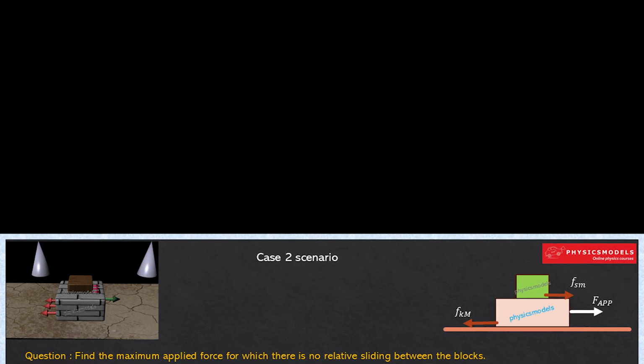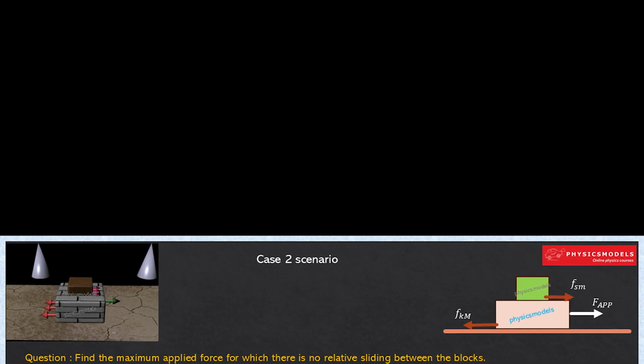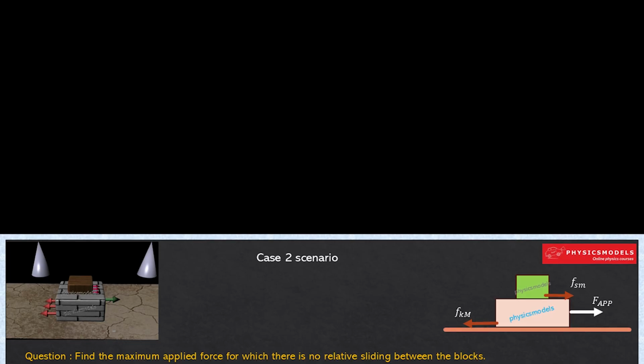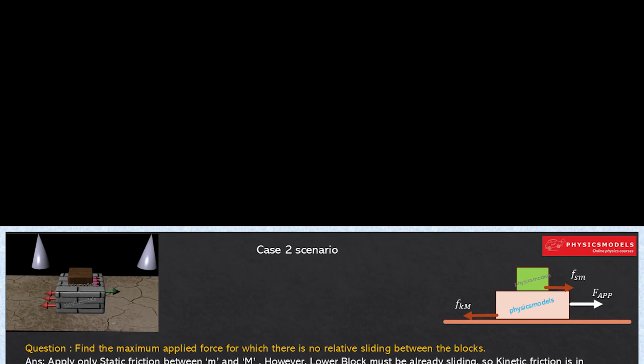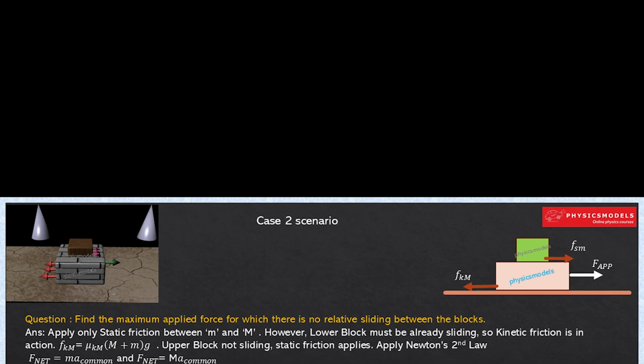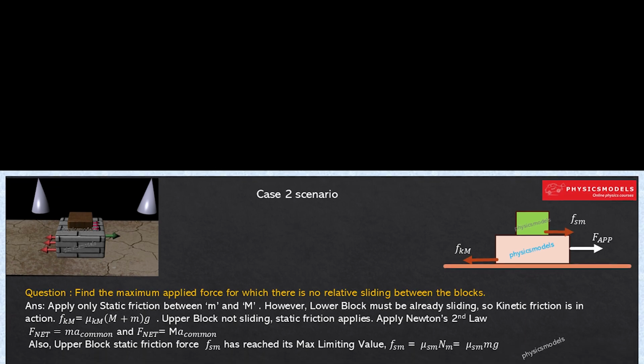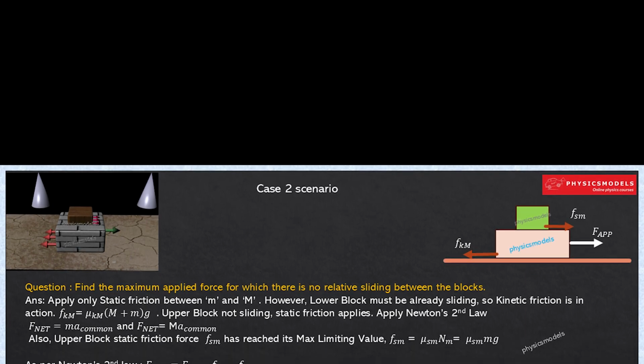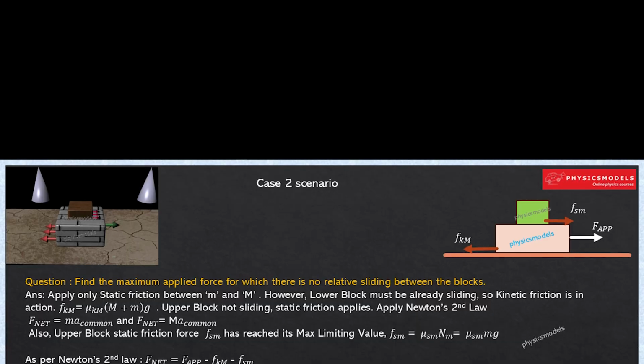Here is another typical question. Find the maximum applied force for which there is no relative sliding between the blocks. That means we have to keep pulling the lower block with a larger and larger force till such time as the upper block does not slide.